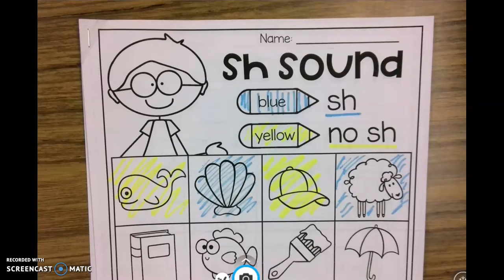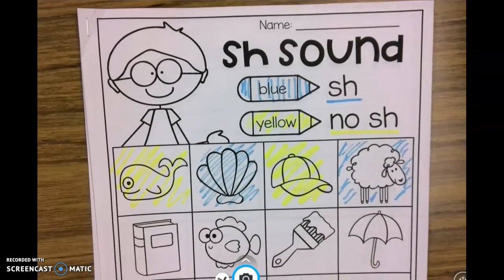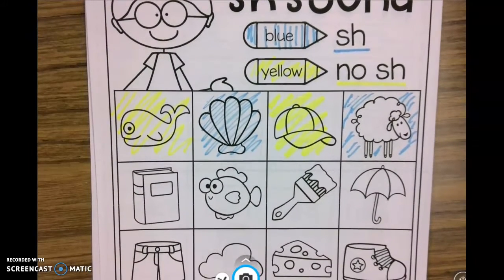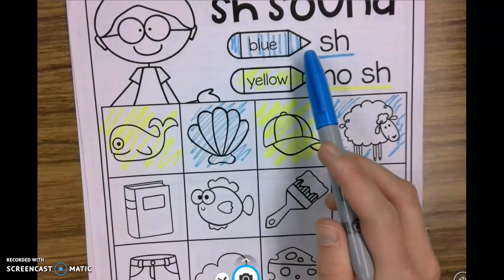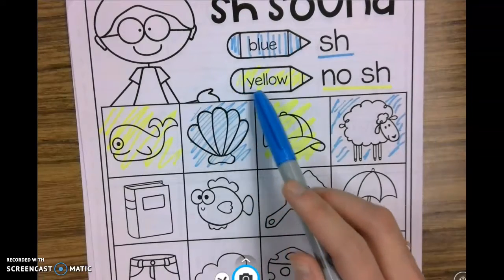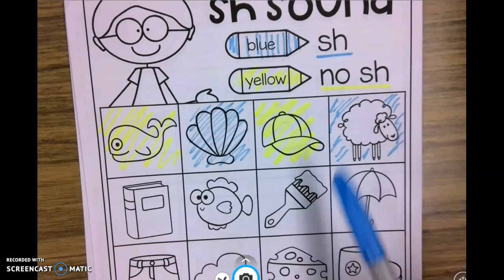Everyone. So yesterday we went over how to do this activity, and today we're going to give you the answers. So let's get out our crayons. Remember, blue is if it has sh, and yellow if there is no sh digraph.